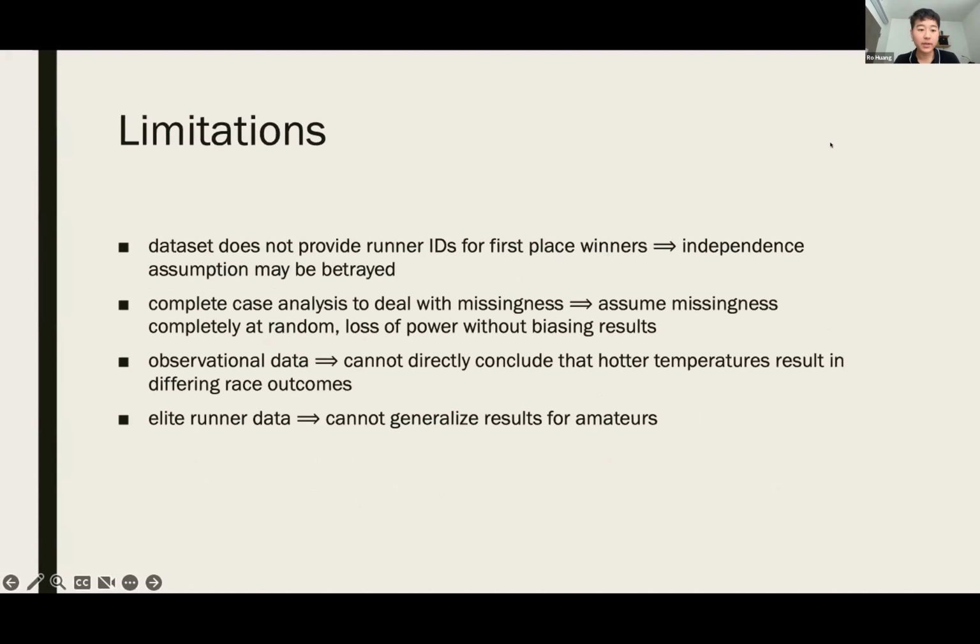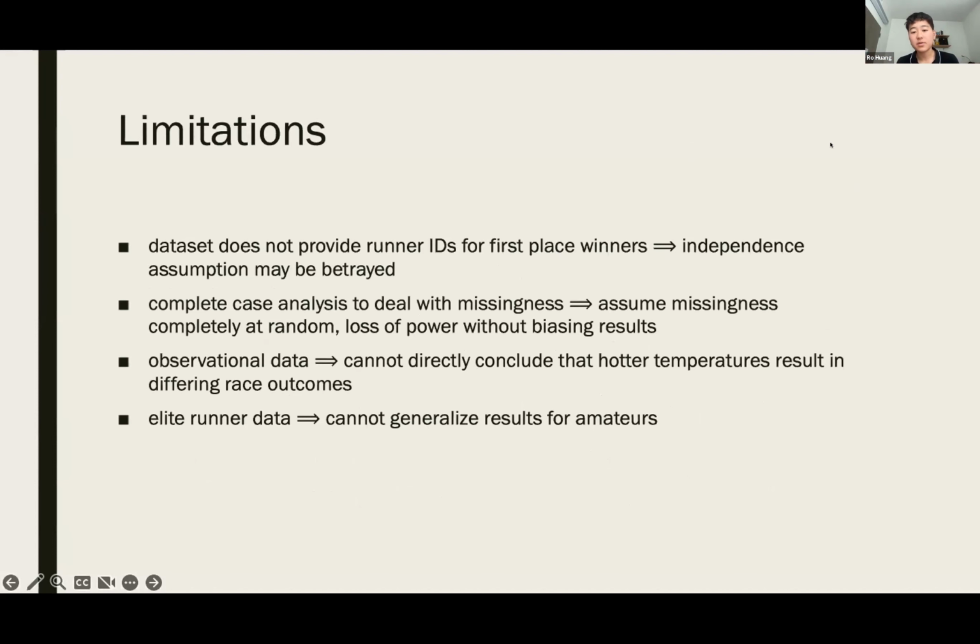So I will quickly run through some of the limitations of this. It didn't provide runner IDs, so we're a little bit worried about independence, considering that this is a linear model. We used complete case analysis to deal with missingness. We felt it was reasonable to assume missingness completely at random, so it resulted mostly in a loss of power without biasing any results.